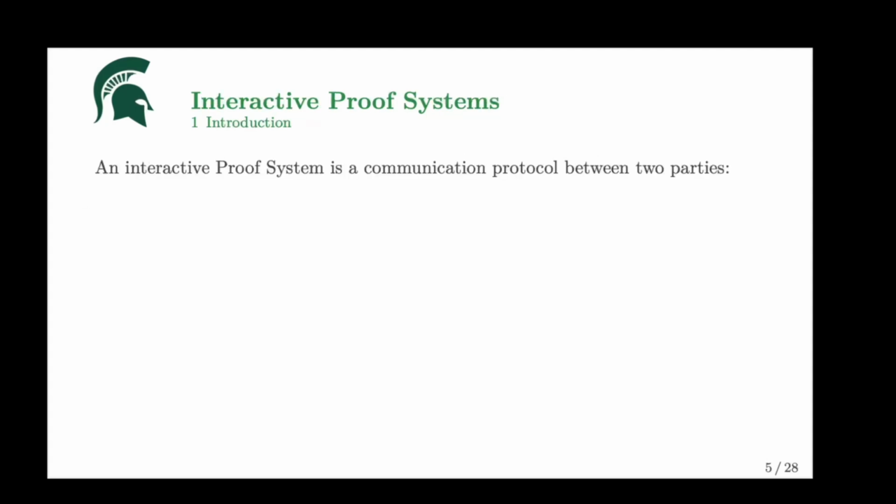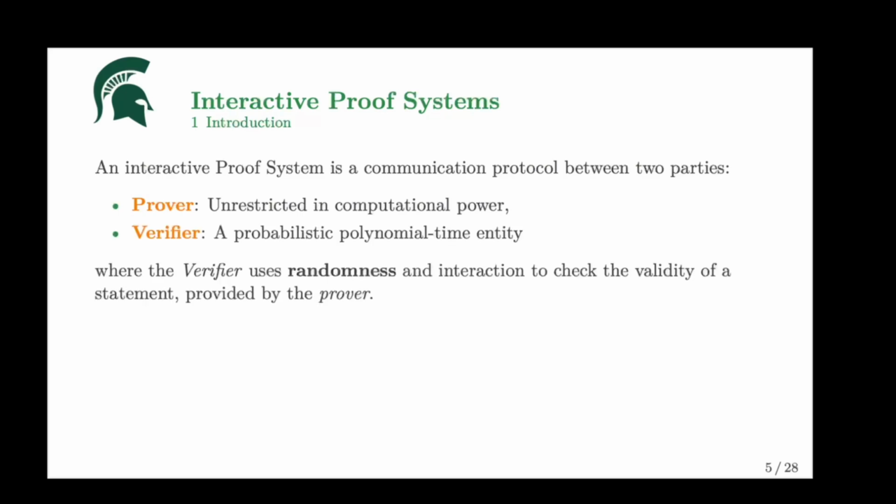On the other hand, we have the concept of an interactive proof system, which is mainly a communication protocol between two parties. First, a prover, which is an entity with unrestricted computational power, and second, a verifier, which is a probabilistic polynomial time entity or Turing machine. Given that the prover is computationally unlimited, it can prove this statement, and the verifier tries to check the correctness of the proof by interacting with the prover.